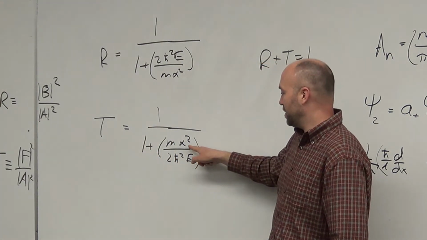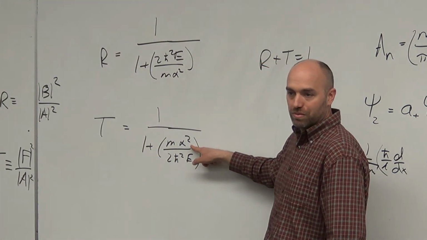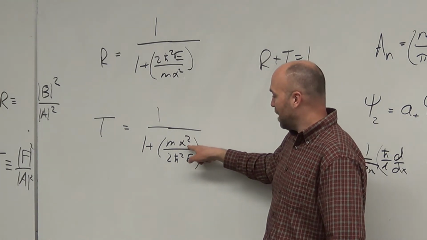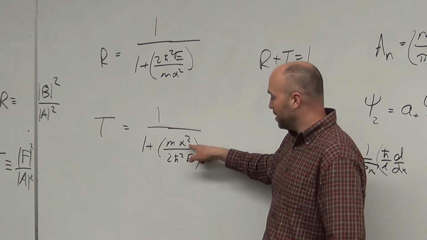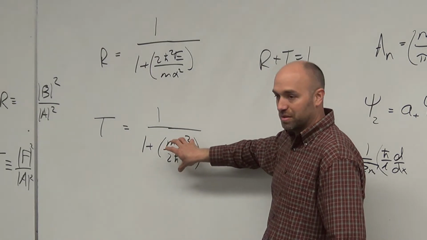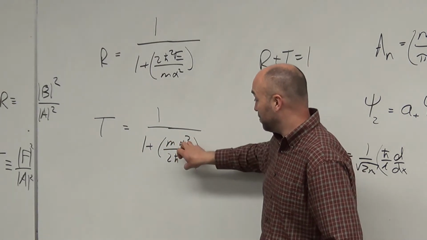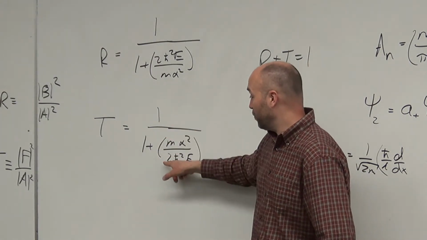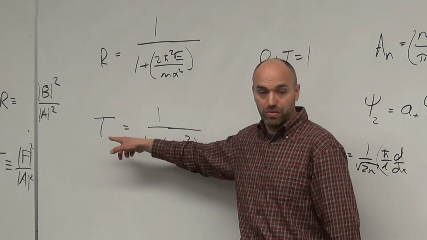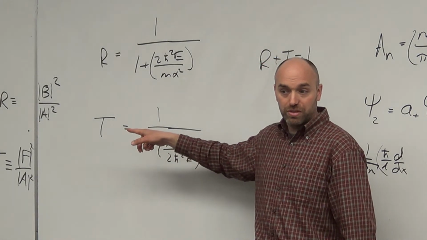What if we do the same thing here? Everything zero. What happens to alpha? If we make alpha really big, then what happens to this piece here? This thing becomes infinity. So then we have 1 over infinity, and that transmission becomes zero. Does that make sense to everybody?